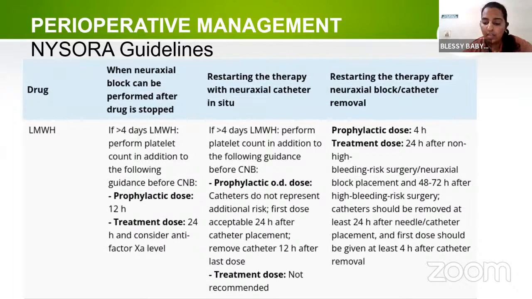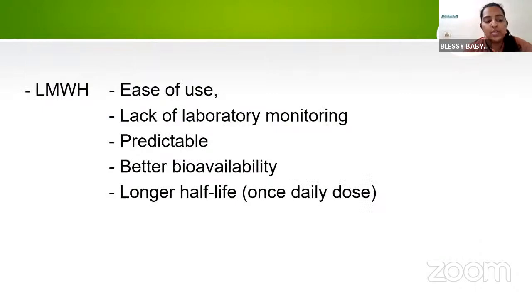So, in conclusion, low molecular weight heparin is in popular use because of its ease of use, and there is no need for laboratory monitoring. It has predictable effects and also has better bioavailability. And since it has a longer half-life, only a once daily dose is required. Thank you.